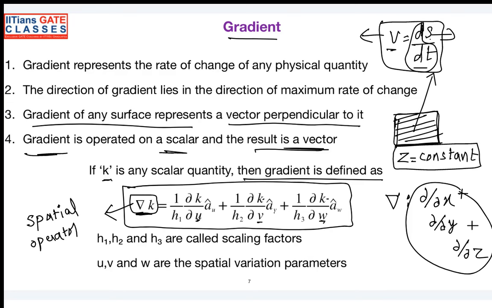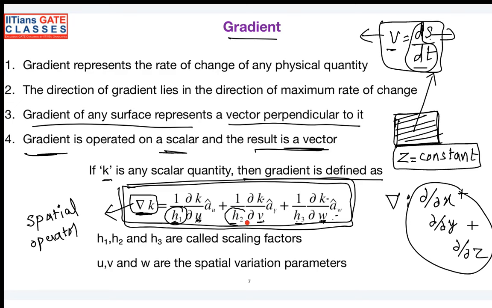See, this is the generalized expression irrespective of whether it is rectangular, cylindrical or spherical. If it is rectangular, u, v, w should be replaced by x, y, z. If it is cylindrical, replace it with rho, phi and z. If it is spherical, r, theta and phi. Now, why have I included scaling factors here? Can anybody say the answer for that? Because in case of cylindrical we get rho, and in case of spherical we get r and r sine theta. Exactly, that is the reason.